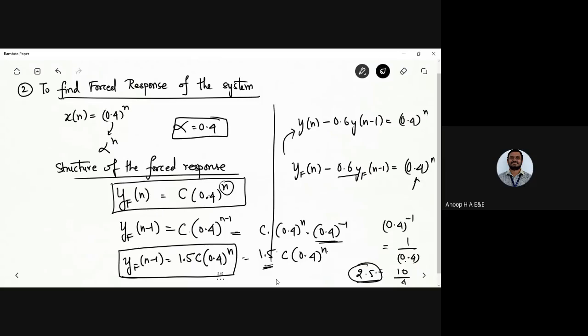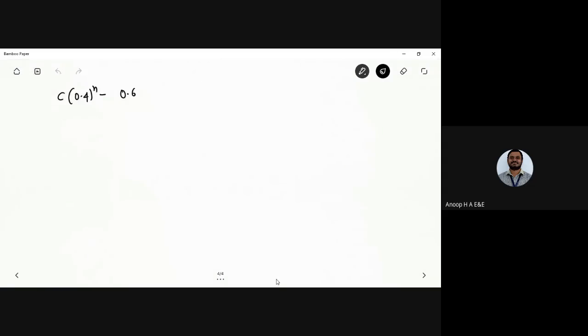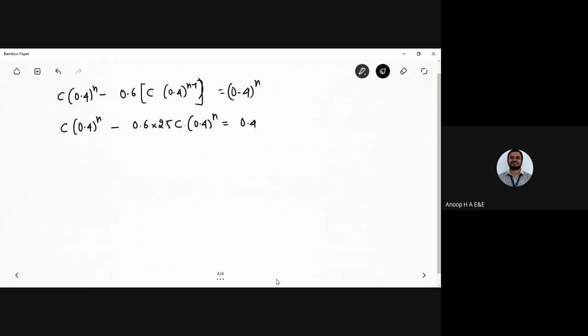So a slight change you can make here: 2.5 multiplied with 0.6, that is 1.5. I have written it directly, and you can slightly change it according to the requirement, and you are going to have c times 0.4 power n minus 1. So I have replaced it here, directly changing to n raised to the power n minus 1. So what needs to be done here is 0.4 power n minus 0.6 into 2.5 times c 0.4 power n, that would be equal to 0.4 power n.